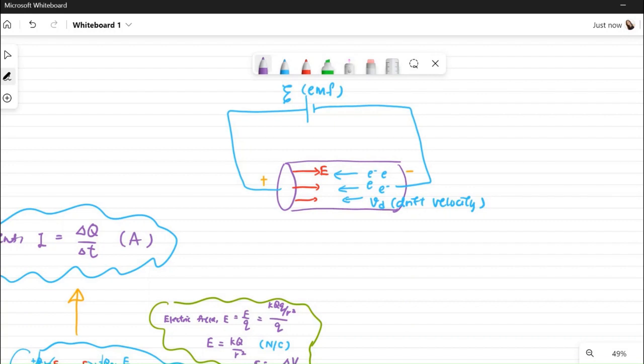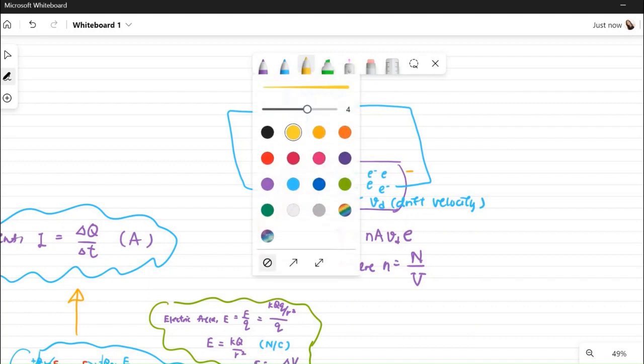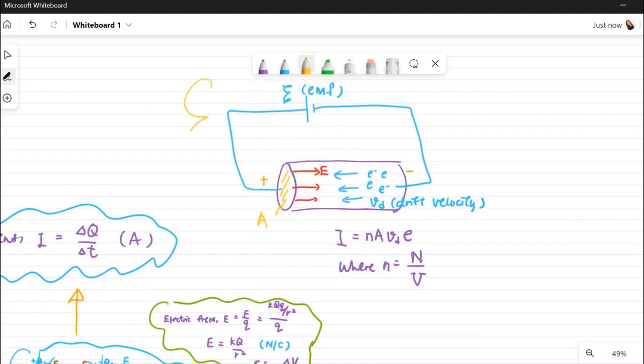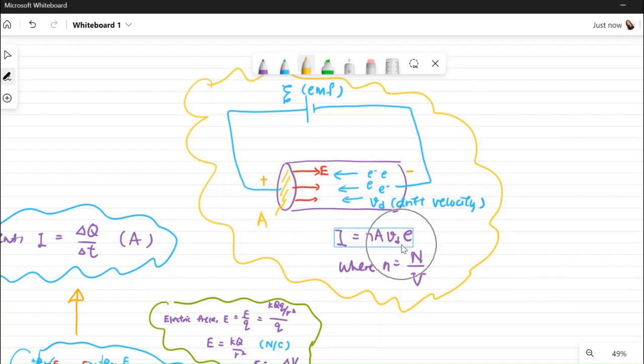So the current flow in the conductor, I, is equal to nAVde, where n is the number of electrons in the conductor per unit volume, A is the cross-section area of the conductor, Vd is the drift velocity of the electron in the conductor, and e is the charge of the electron. So this is another expression for I in terms of the drift velocity of the electron. This expression can be derived by using the definition of current, which is the rate of flow of charge.